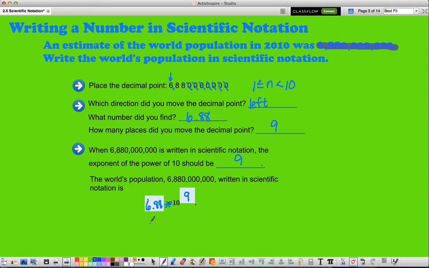So now, if I want to double check my answer and make sure that my exponent seems right, I know that if I take this small number times 10 to the ninth, it's going to make my number larger because my decimal is going to move to the right. So since my decimal point moved left, my exponent has to be positive.